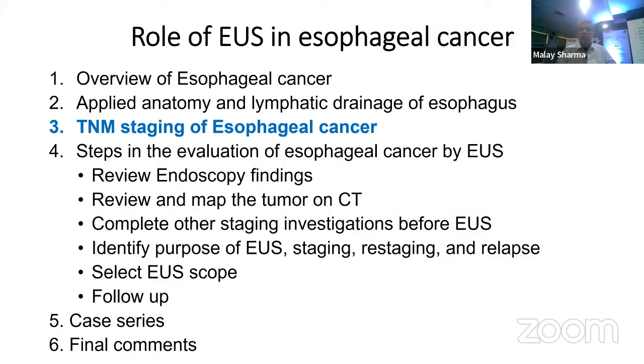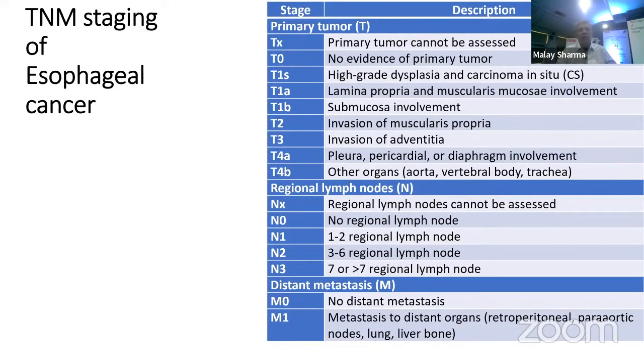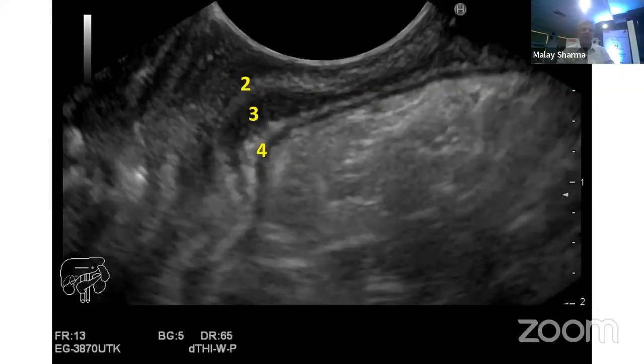So the TNM staging of esophageal cancer. This is the TNM staging, the Tx to T4b, and then regional nodes to N3 nodes, and then the distant metastasis. But we must learn that these are the muscular layer, and as we can see, this is the layer 2, 3, and 4. So this layer 2 is the submucosa, layer 3 is the muscularis propria, and layer 4.